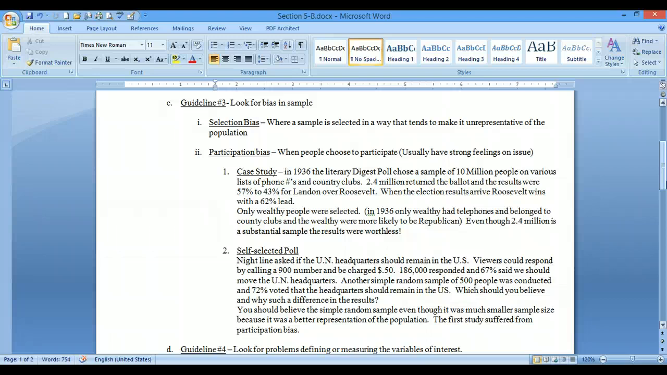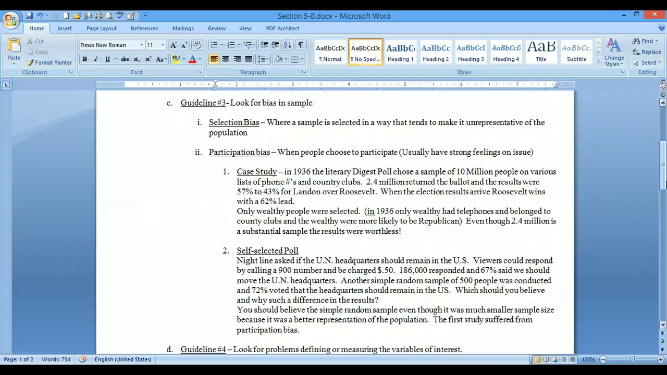In 1936, the Literary Digest poll chose a sample of 10 million people on various phone lists and country club lists. 2.4 million returned the ballot, and the results were 57% said that they would vote for Landon versus 43% for Roosevelt. It sounds rather significant in the sample size, 2.4 million. However, when the election results arrived, Roosevelt won with a 62% lead.